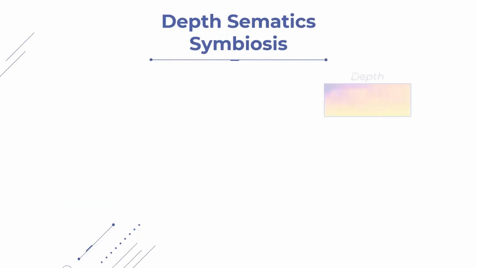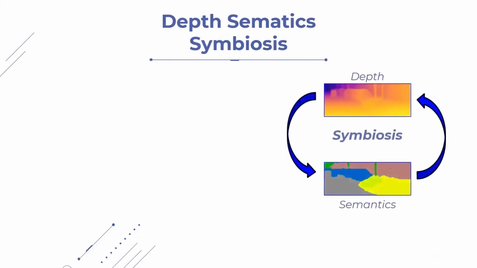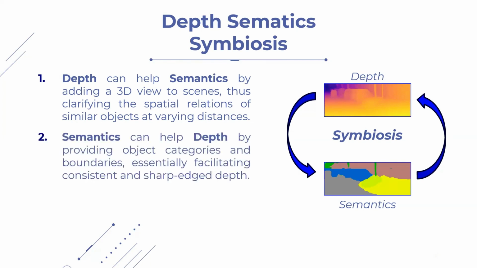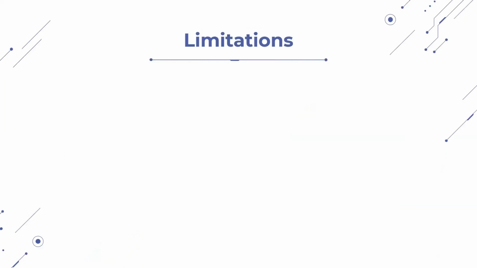Moreover, due to the symbiotic relationship between depth and semantics, both tasks can enhance each other by sharing information. For example, depth can help semantics by adding a 3D view to scenes, thus clarifying the spatial relations of similar objects at varying distances. On the other hand, semantics can help depth by providing object categories and boundaries, essentially facilitating consistent and sharp-edged depth. However, existing methods suffer from certain issues while performing joint depth estimation and semantic segmentation.